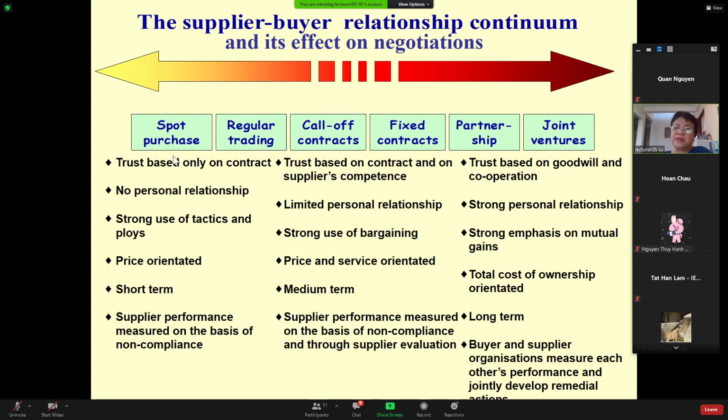For spot purchase and regular trading, you pay only on contract, with no personal relationship, strong use of tactics, price-oriented, short-term, and supplier performance measured on the basis of non-compliance.